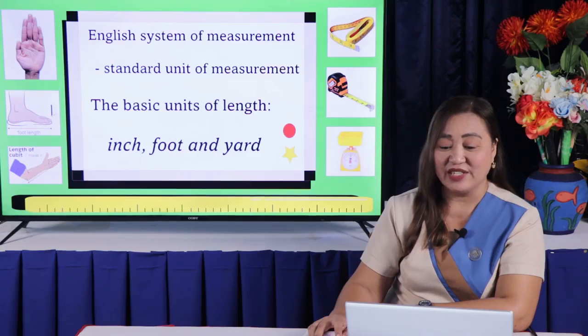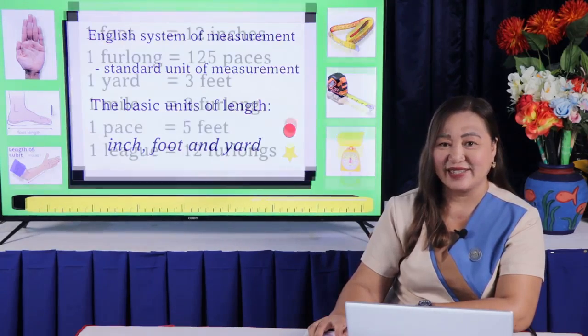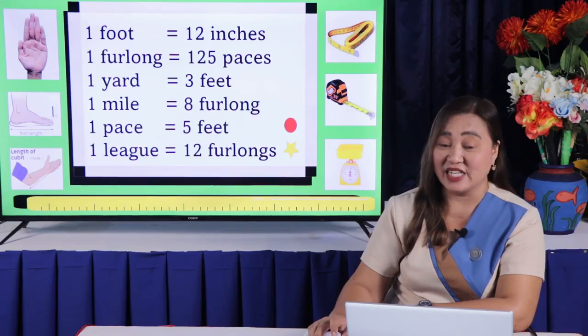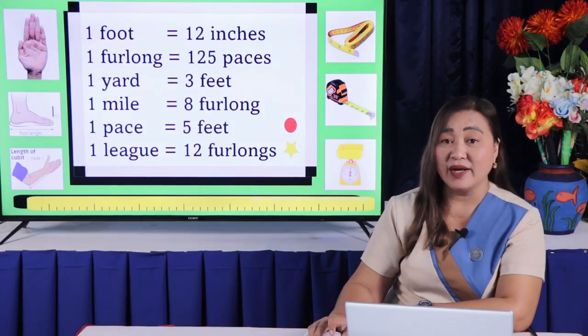Here are some of the derived units of length with their conversion factors. 1 foot is equal to 12 inches. 1 furlong is equal to 125 paces. 1 yard is equal to 3 feet. 1 mile is equal to 8 furlongs. 1 pace is equal to 5 feet. And 1 league is equal to 12 furlongs.